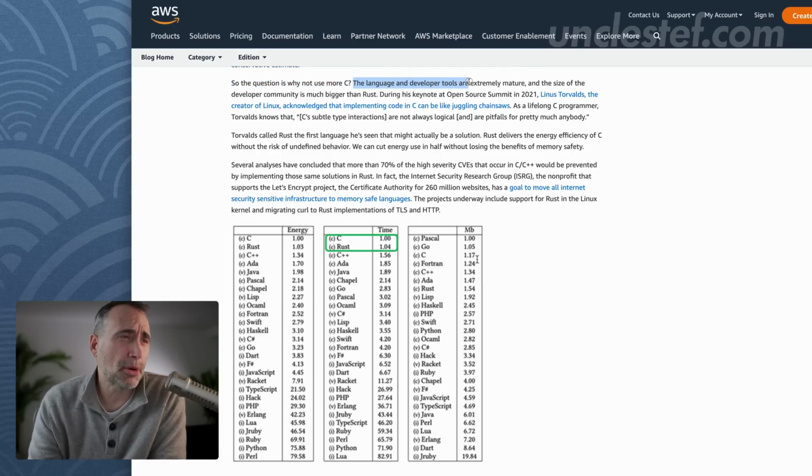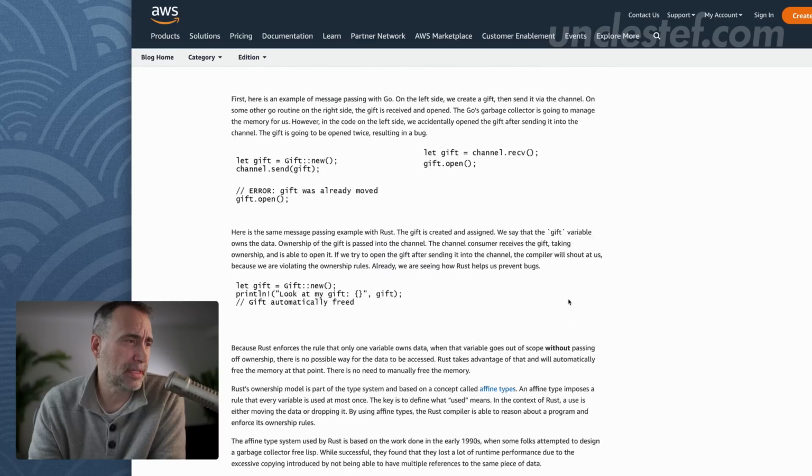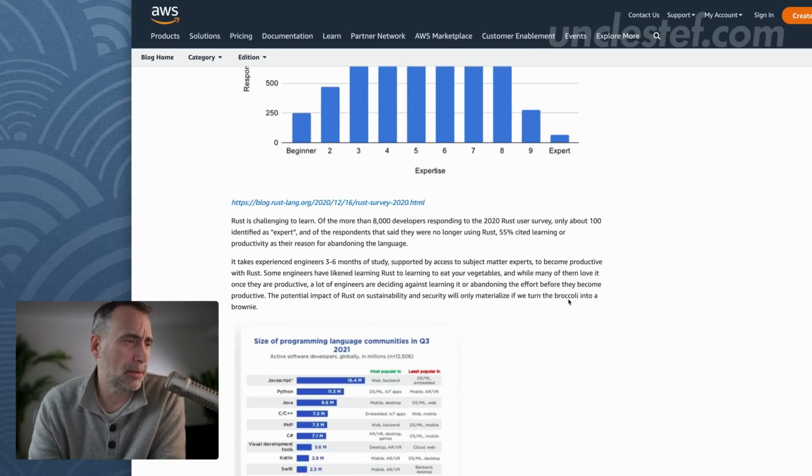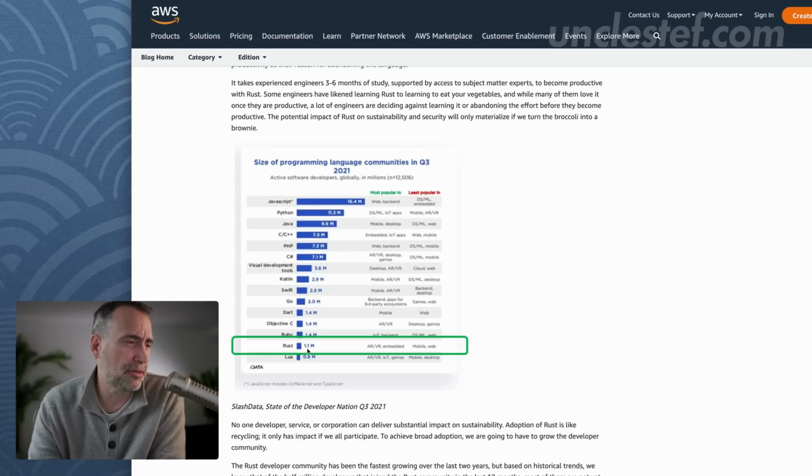The language and developer tools are extremely mature, C, and the size of the developer community is much larger than Rust. If you scroll down here, I think, hold on. There we go. Yeah, so Rust developer community in green here is 1.1 million. In C, where's C? That's Objective C. JavaScript, Python, oh, C++, 7.5 million. Yeah, even PHP. PHP is almost as big as C and C++ in terms of the community size.